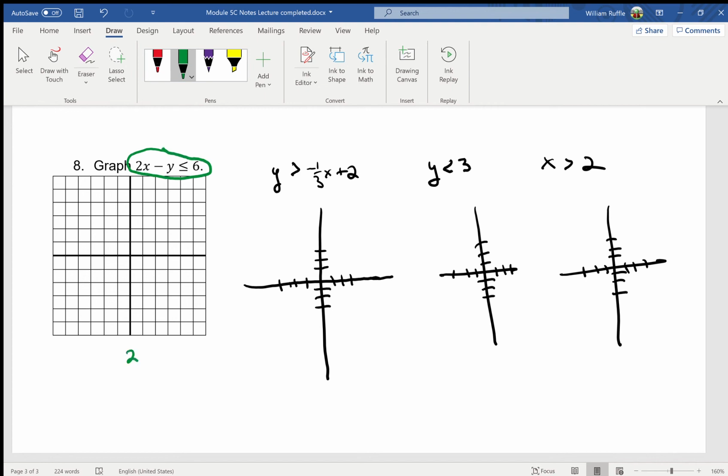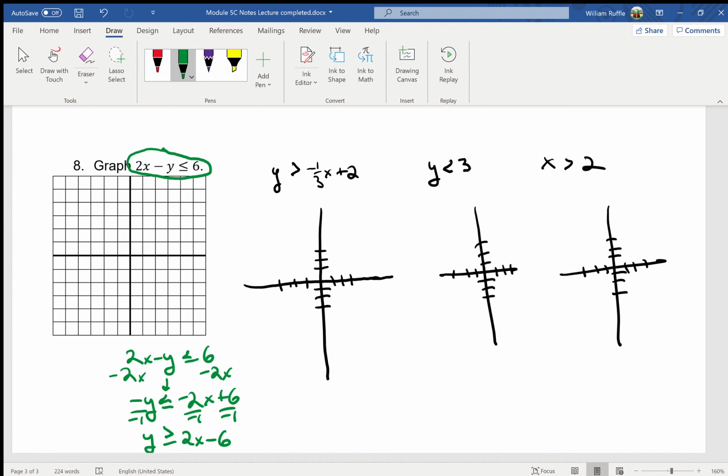So if I have 2x minus y is less than or equal to 6, I have to solve for the letter y. So I'm going to subtract 2x over. Negative y is less than or equal to negative 2x plus 6. And I have to divide everything by negative 1. And I really start off with this one first to remind everybody this. I'm dividing everything by a negative when it's an inequality, so now it is greater than or equal to 2x minus 6. I have to flip that.